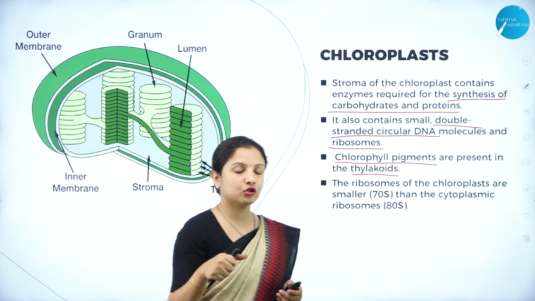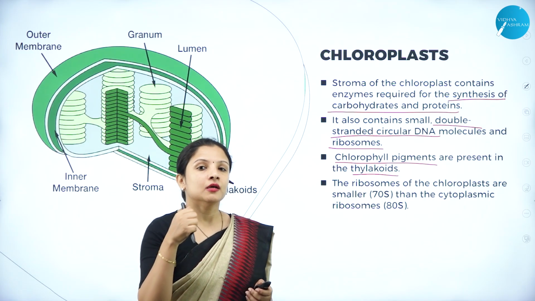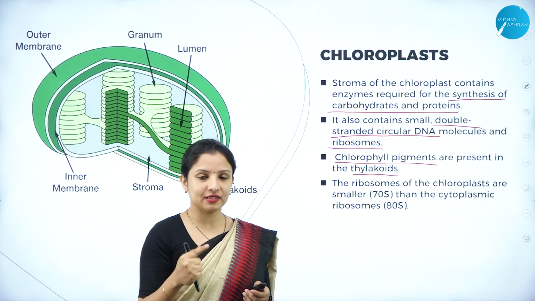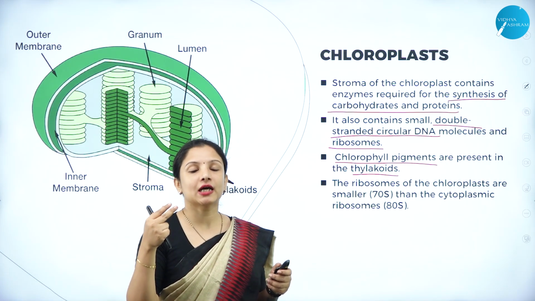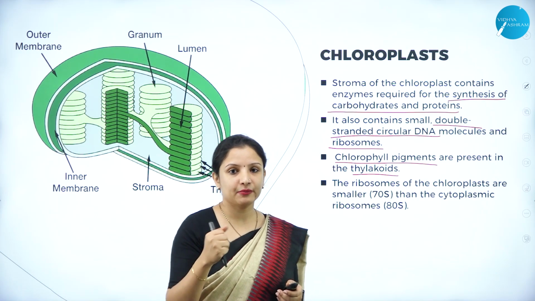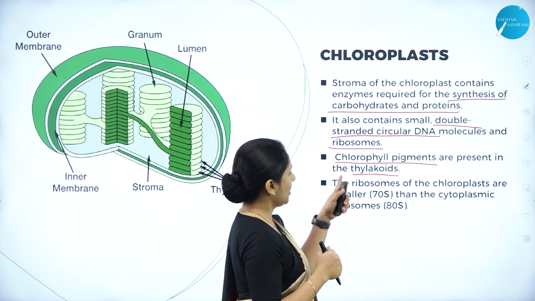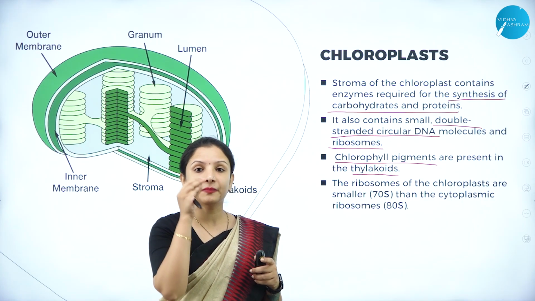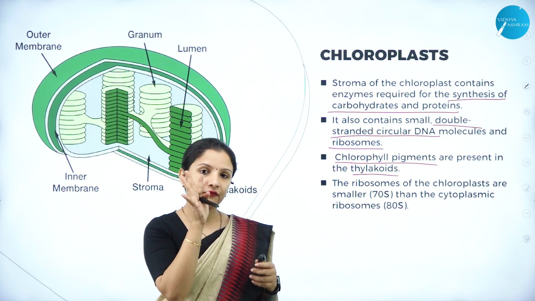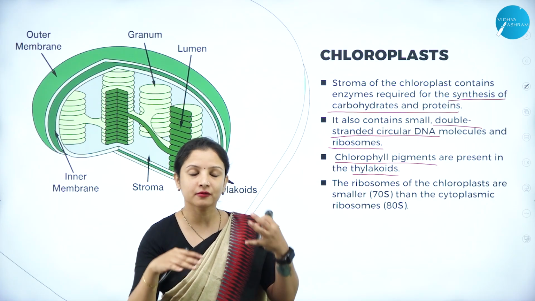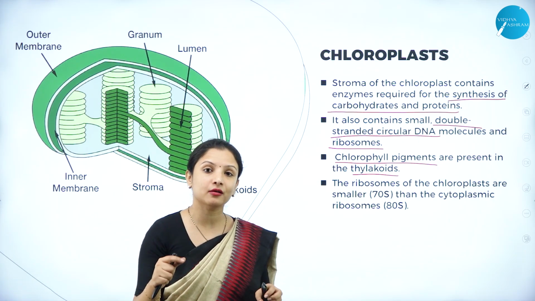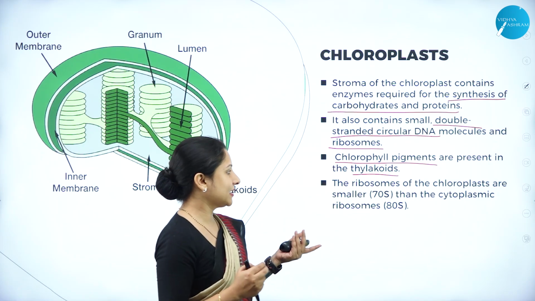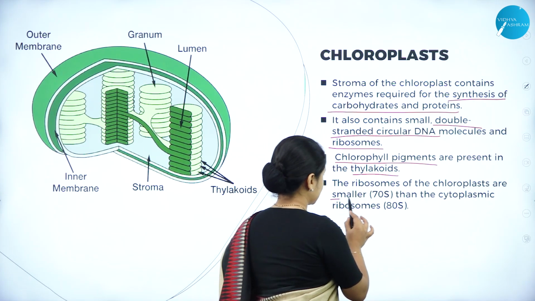So in the stroma of the chloroplast, what all is present? Enzymes which are needed for the synthesis of carbohydrates and proteins are present. Apart from that, small circular DNA is present, and some ribosomes are also present. And in the case of thylakoid, what is present? In thylakoid, the chlorophyll pigment is present. So usually we say that chlorophyll pigment is there in the chloroplast. But where in the chloroplast? In the thylakoid.